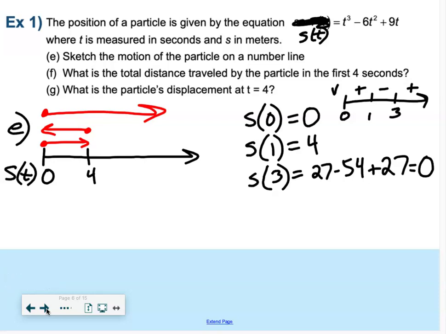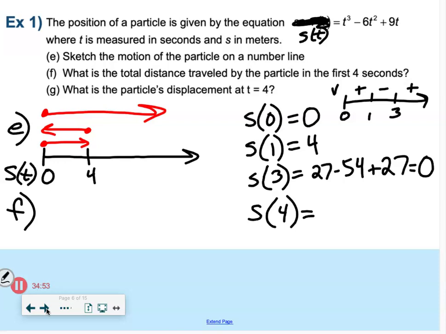Okay, part F. Distance traveled is really easy with integrals. You guys don't know integrals yet. So you have to find distance the long way. So how do you find distance traveled? Okay, so we want the distance traveled from 0 to 4. So I'm going to add one more position value here, S of 4. I want to know where I'm at when I stop.